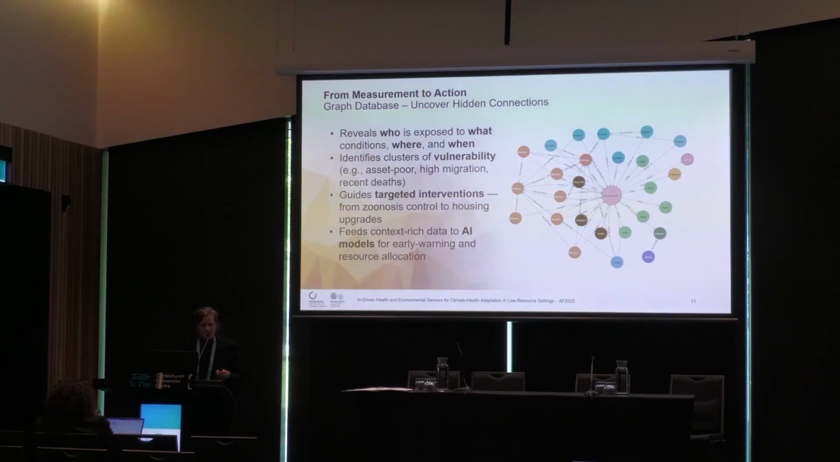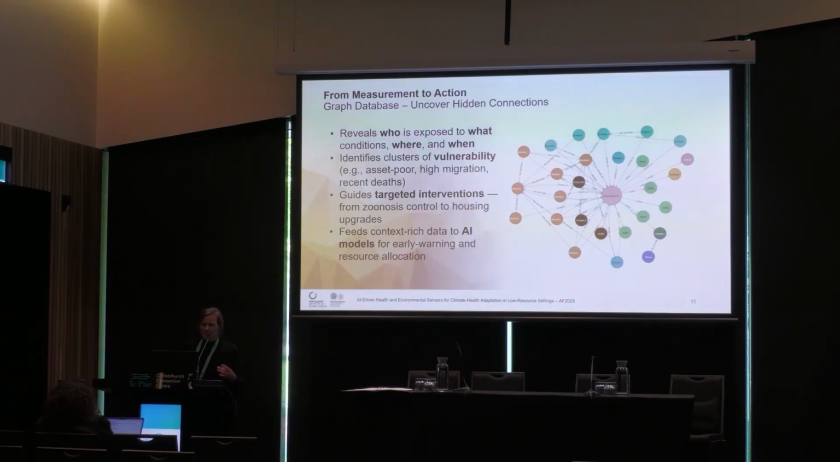Just to give you an example, this is also a very nice feature of the graph database. It allows you to visually represent components of the data. So this is a visual representation of our actual data set from Burkina Faso, which you can see here. And what you can see is who is exposed to what conditions, where and when. It can help us identify clusters of vulnerability. So for example, acid poor, high migration, recent death, but also very complex questions like I've shown before, and can help us really to target interventions from zoonosis control to housing upgrades.